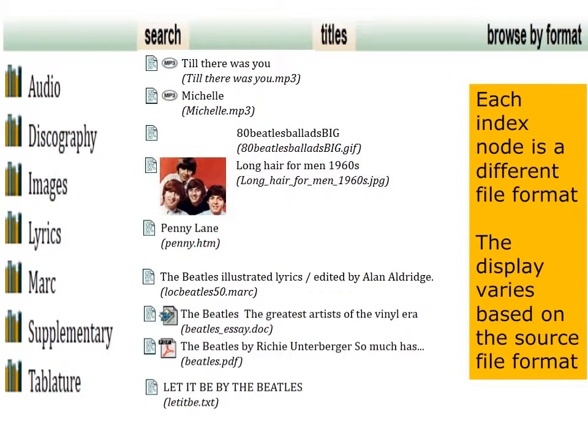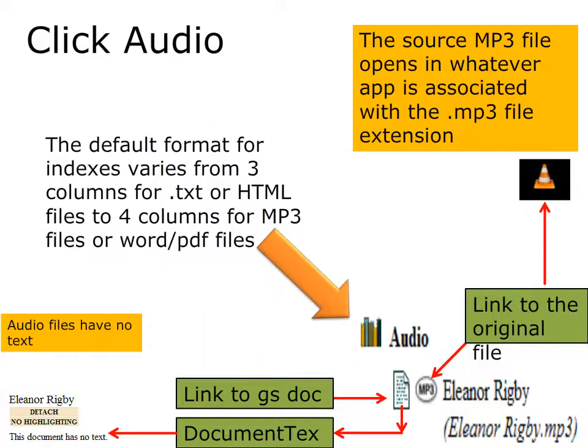And there's either 3 columns or 4 columns. Those that have source files or images get 4 columns. Those that are just plain text files or HTML files get 2 columns. Now if you click on the audio one, you'll see there's a 4-column display. The top one is the index node entry with the default bookshelf and then the text for that index entry.